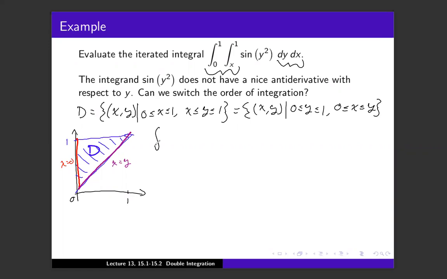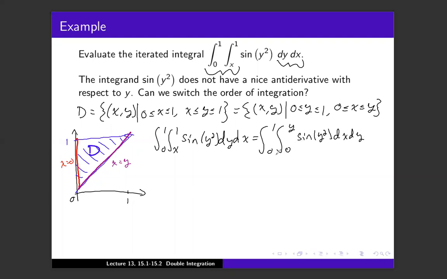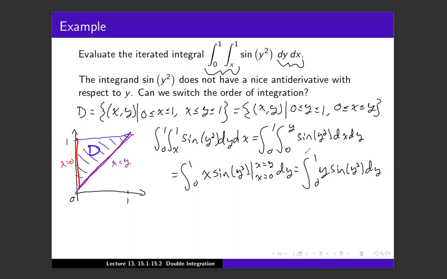So the integral from 0 to 1 of the integral from x to 1 of sine y squared dy dx, we can take this from an impossible integral to a much easier integral, integrating from 0 to 1 for y and 0 to y for x. So we're putting x first. The integrand doesn't change because we're only changing the way we're expressing the region that we're integrating over. So dx dy, keep on going, integral from 0 to 1 of x times sine y squared, integrated from x equals 0 to x equals y, dy. That's the integral from 0 to 1 of y times sine of y squared dy. So y sine of y squared dy.